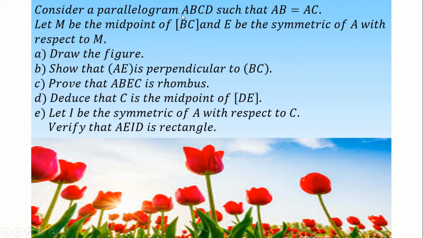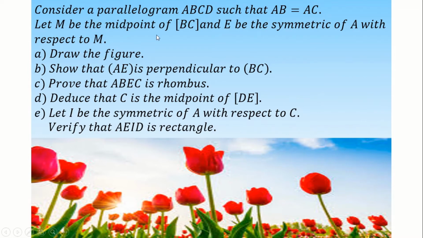If you note from the name of the parallelogram ABCD, A and B are consecutive points, they are next to each other directly. So AB is the name of a side of this parallelogram, while AC, the points A and C are not consecutive to each other. So here AC is the name of a diagonal of this parallelogram. So we have this parallelogram having the side AB equal to the diagonal AC.